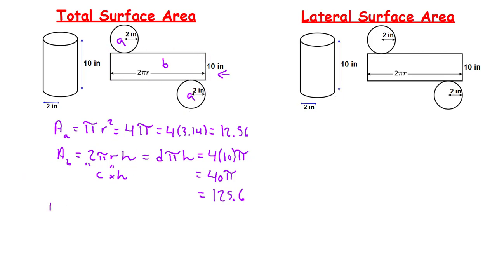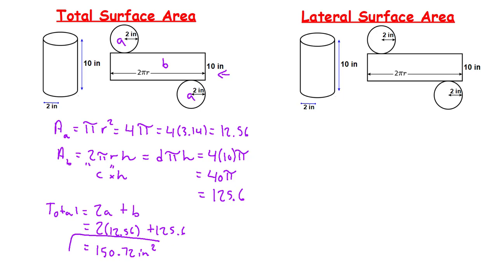Okay, so in order to find our total, it's going to be 2 of our A's plus our area of B. All right, so 2 area of A's plus our area of B. So 2 times our area of A, which is 12.56. So 2 times 12.56 plus 125.6. Okay, so I'm going to add all of those together. We're going to be left with 150.72 inches squared. That's going to be the total surface area.